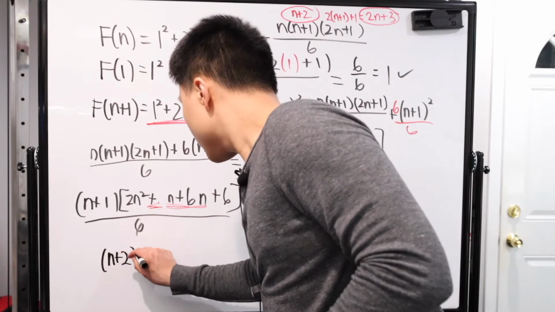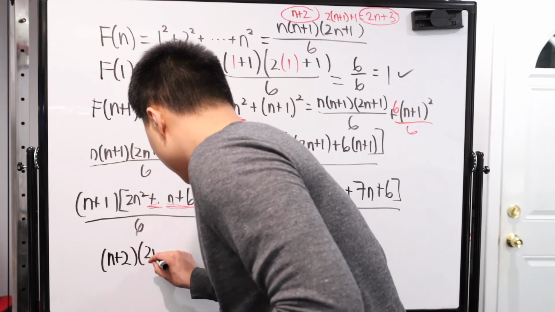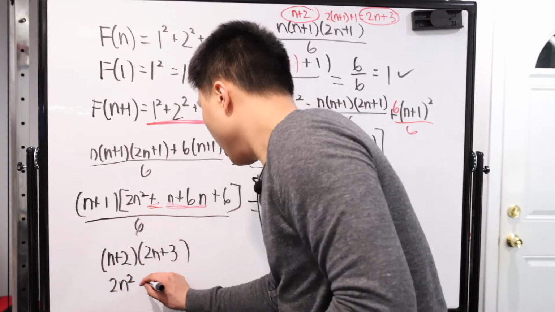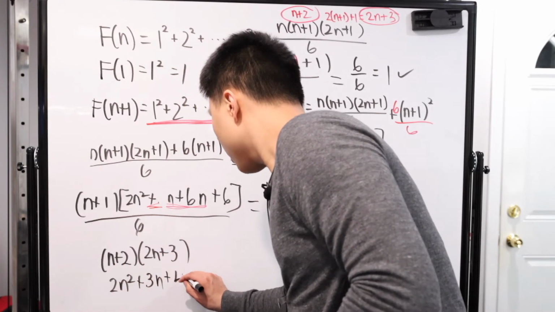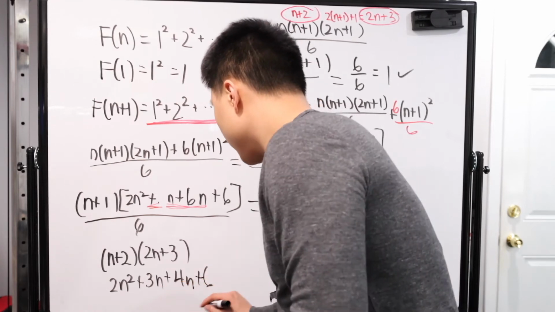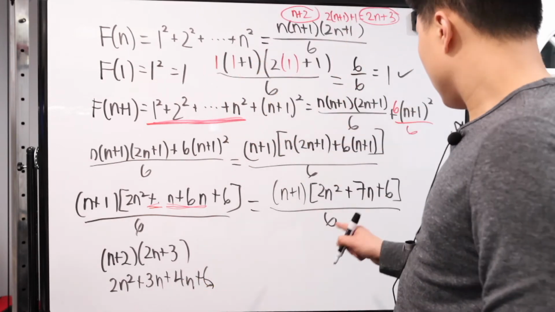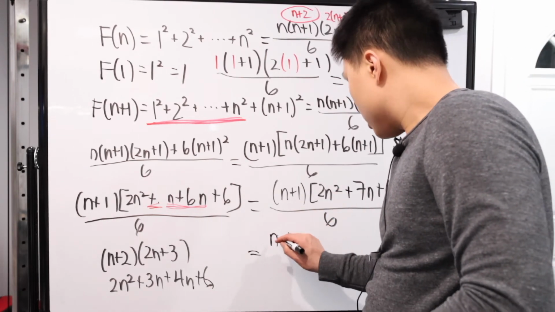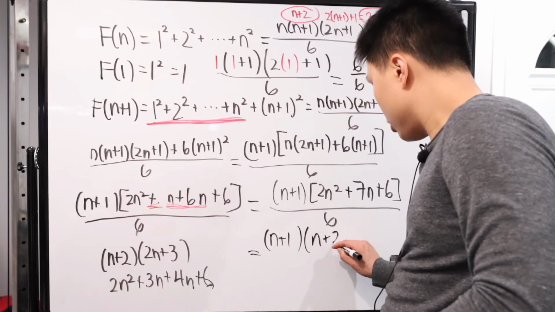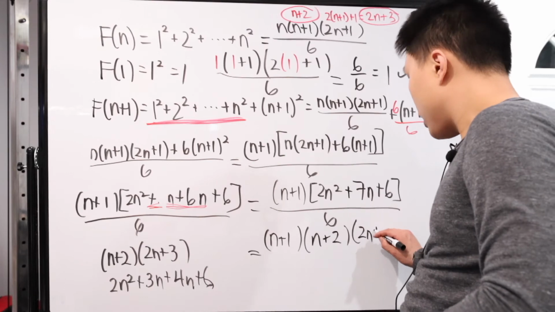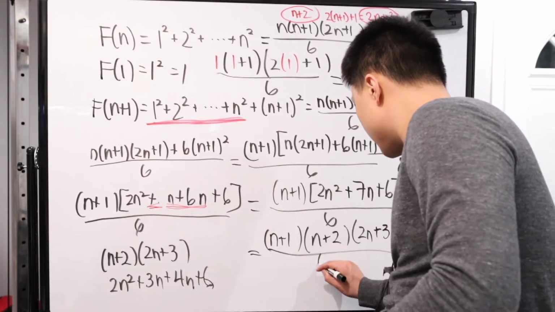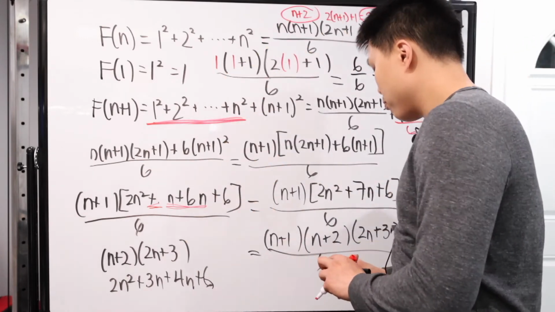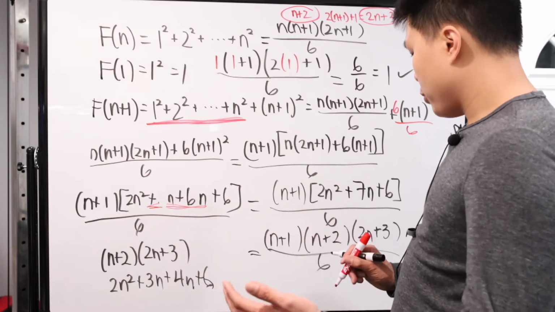n plus 2 times 2n plus 3, what do I get? I get 2n squared, n times 2n plus 3n plus 4n plus 6. This combined to become 7n. So yes, we're good. So basically, if we were to factor this out, we have n plus 1 times n plus 2 times 2n plus 3 over 6. Okay, so whew, that's a lot of stuff, right? It's like blinding at this point. But basically, at this point, we're done.